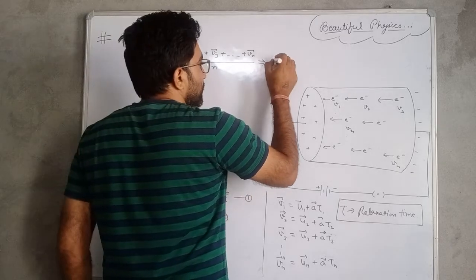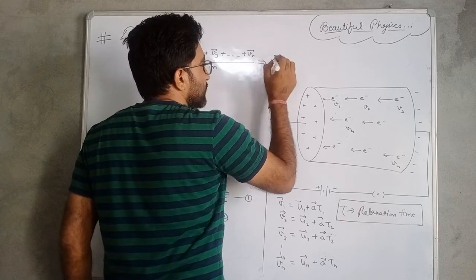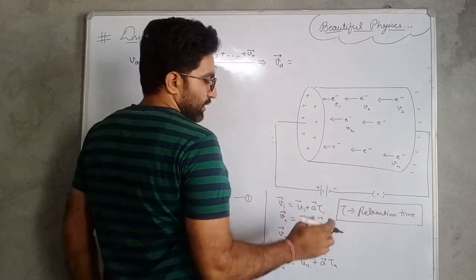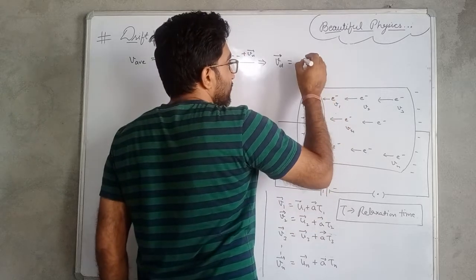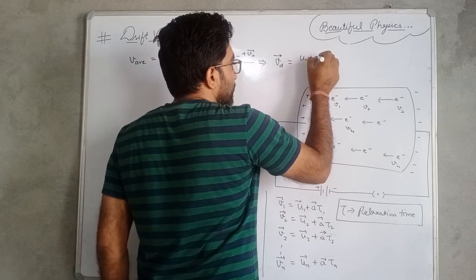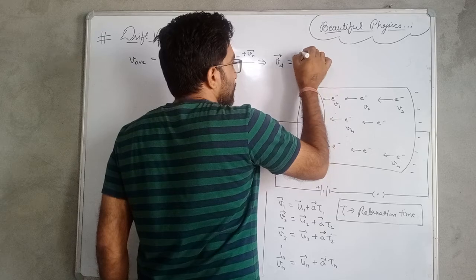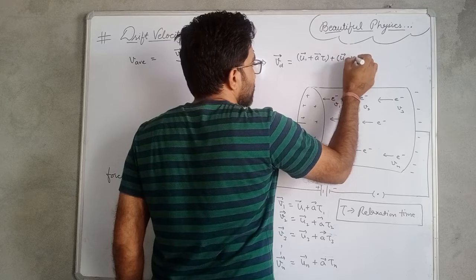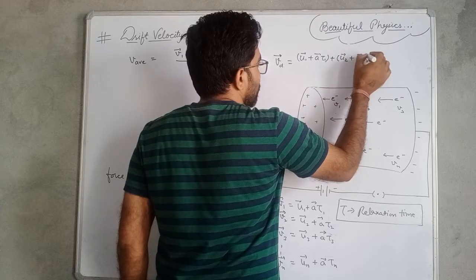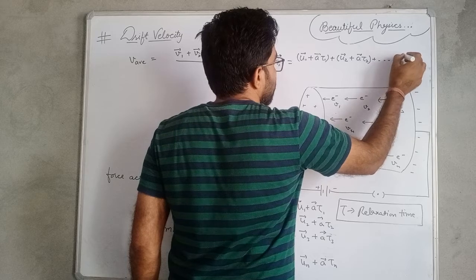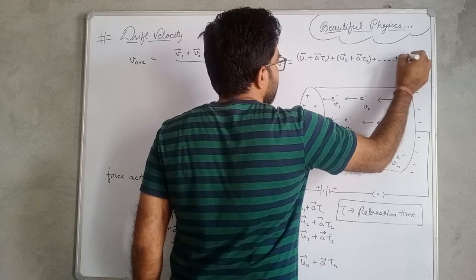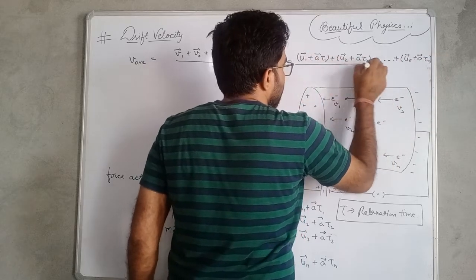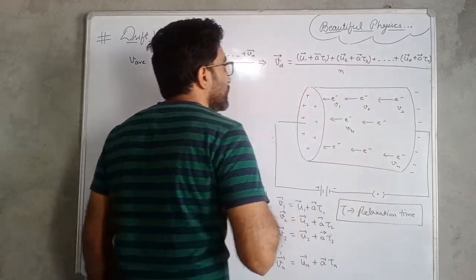So the drift velocity, which I am writing as Vd, will be equal to: in place of v1 I am writing u1 plus a tau 1, in place of v2, u2 plus a tau 2. Similarly for vn we have un plus a tau n, divided by the number of electrons.